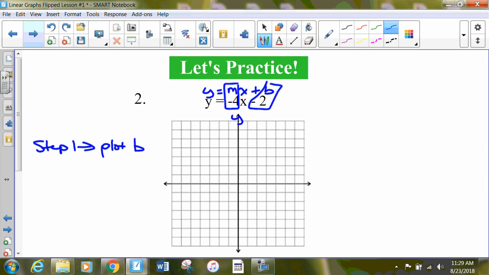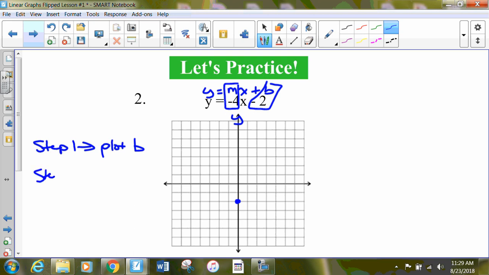This is the y-axis. We know the origin's right in the middle of the graph right here, but I'm going to erase that because that's not part of our graph. So we're going to start there. We're going to move down 2, 1, 2. We're going to put our dot there. That's our y-intercept. And then our slope.